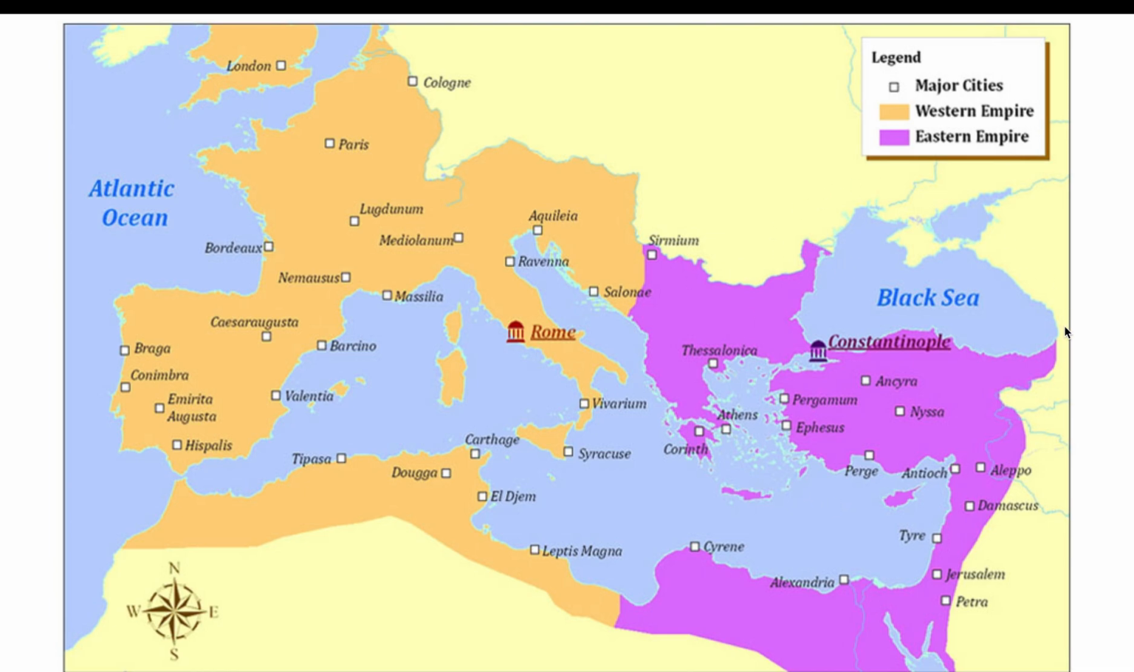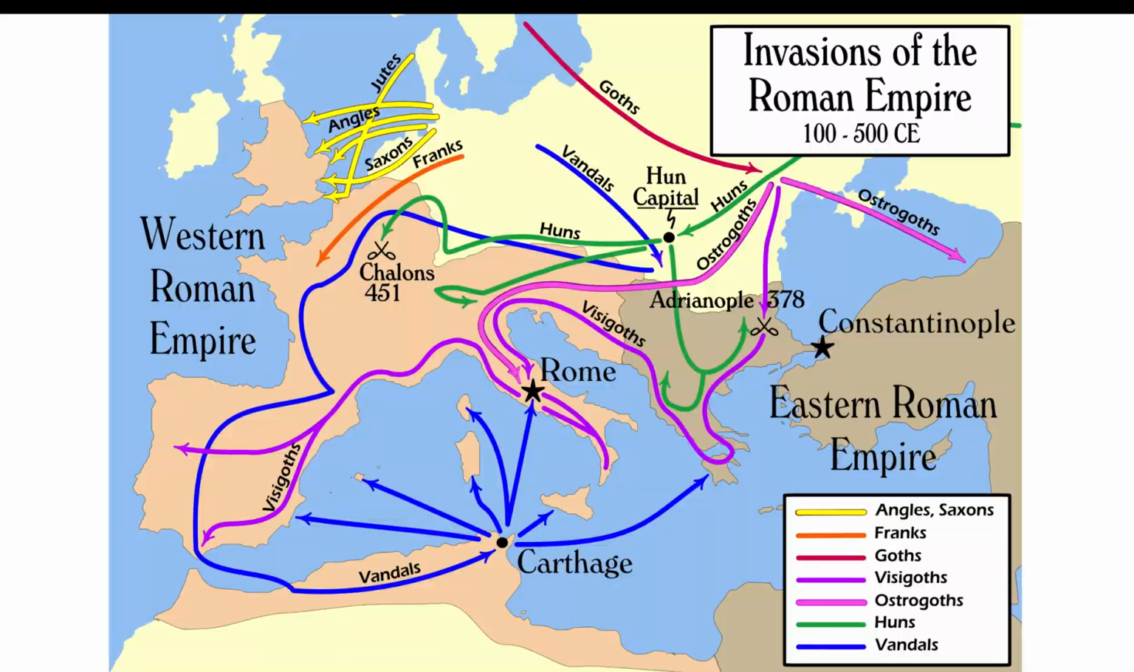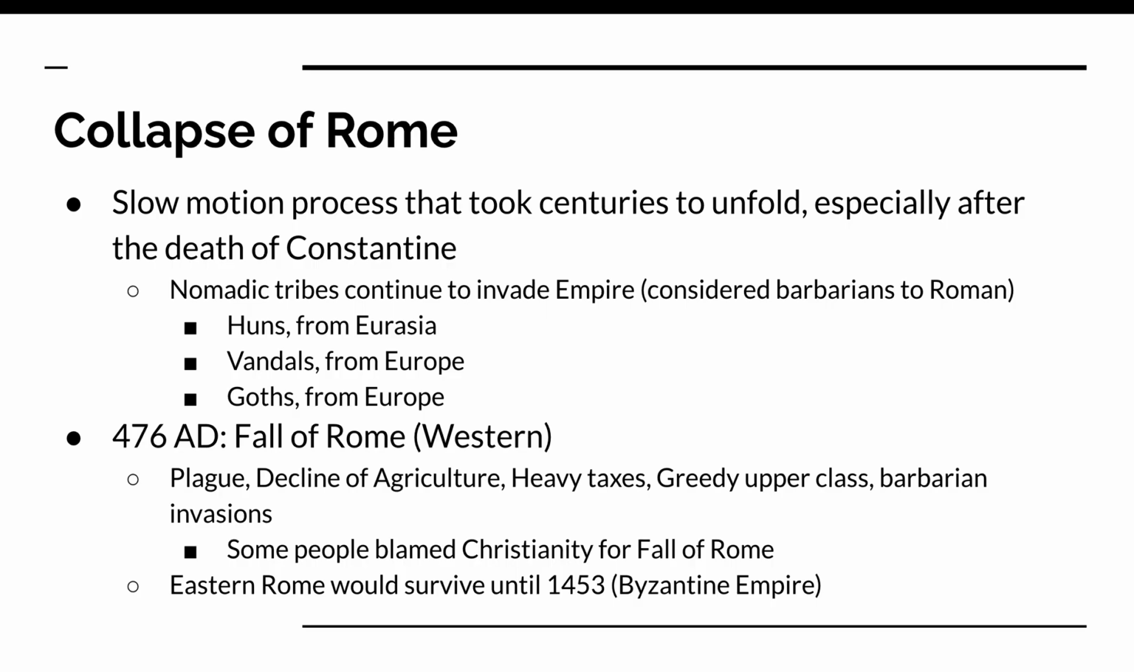Now, if you know anything about Roman history, eventually this purple-pink territory becomes the Eastern Roman Empire, also called the Byzantine Empire, which we'll talk about in class a little bit later. All right, now the focus here, the end, the collapse of Rome. Now, I mentioned these before. I alluded to them in the last slide.